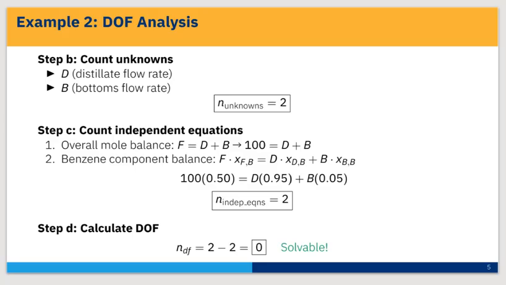So now step D is to calculate the degree of freedom. The DOF is the number of unknowns minus the number of independent equations, which is 2 minus 2. That is, the result is DOF equal to 0. This confirms that the problem is exactly specified and it is solvable.